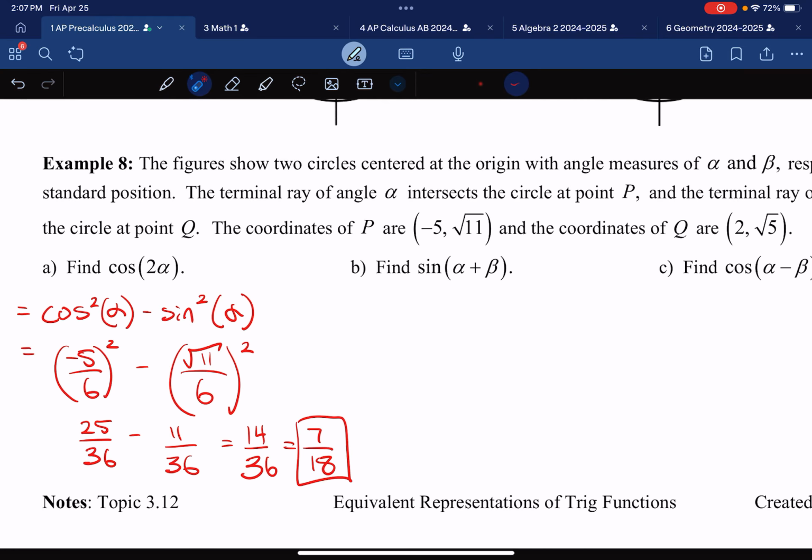And by the way, if you had used any of the other two formulas, like maybe 2 cosine squared of theta minus 1, you would have still gotten the same answer. All of them work. Let's try another one.